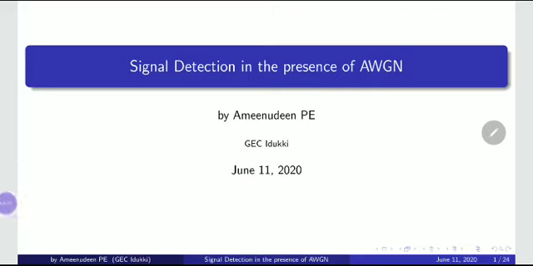Hello all. Today we will be looking into signal detection in the presence of AWGN. So this is actually the continuation of the earlier lecture on signal space concept and the Gram-Schmidt orthogonalization procedure. In this lecture we will see how those concepts of signal space can be applied in a digital communication system to do the signal detection in presence of AWGN noise.